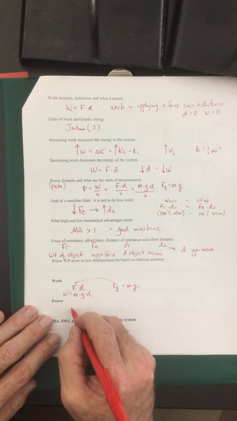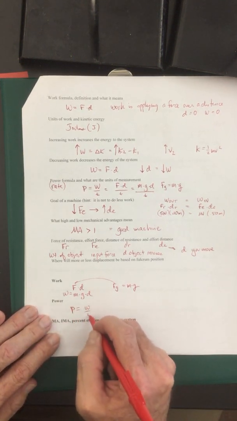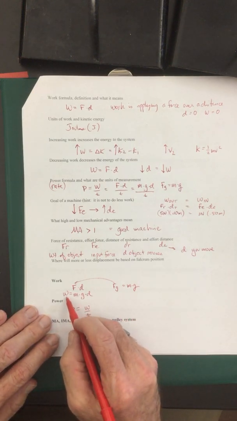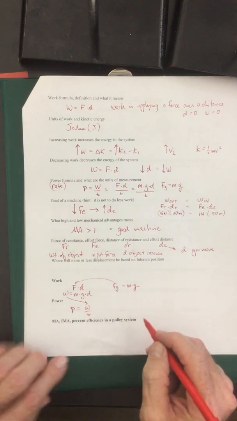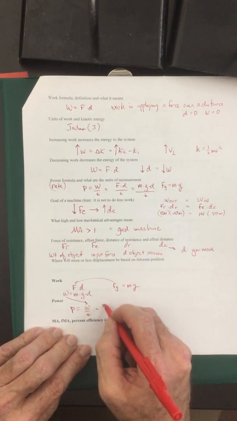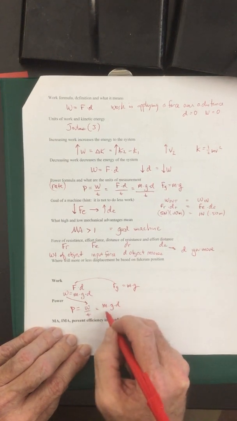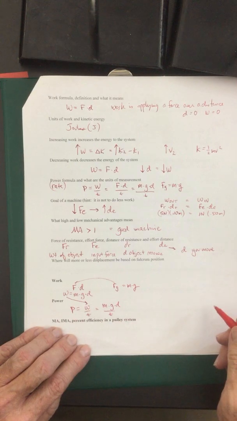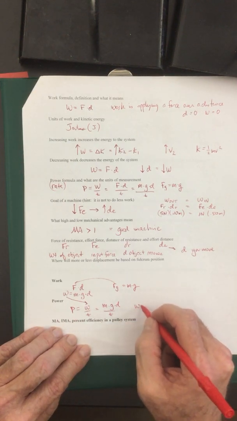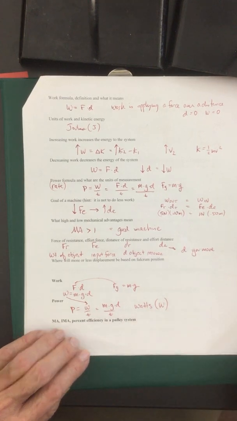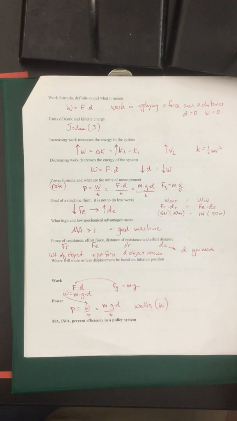So power is equal to work over time. If you take your work and plug it into this formula over here, we will get m times g times d over t. It's the work over time is the power. And again, this is measured in watts, which is also capital W, just like work is capital W.